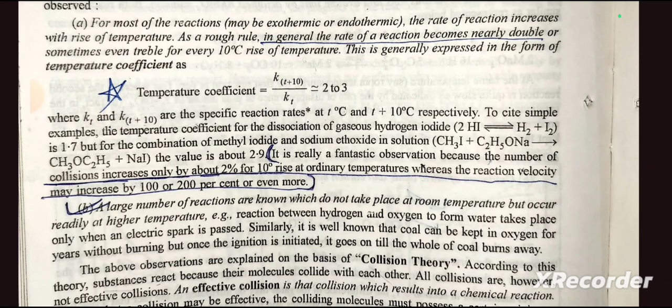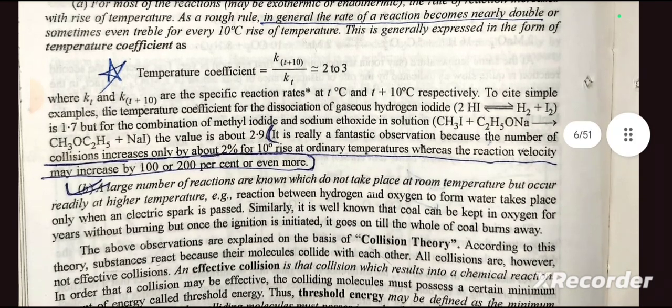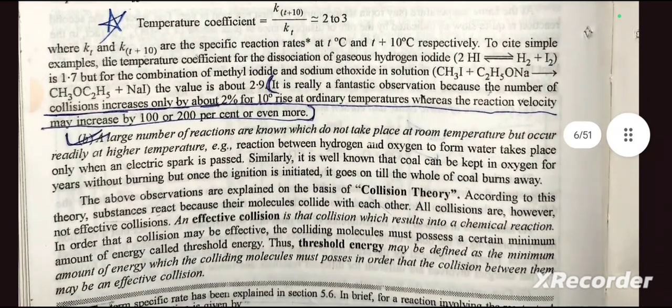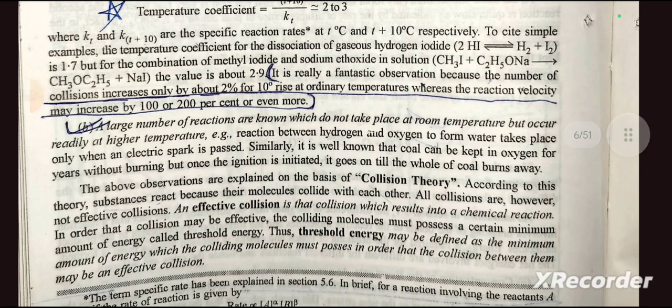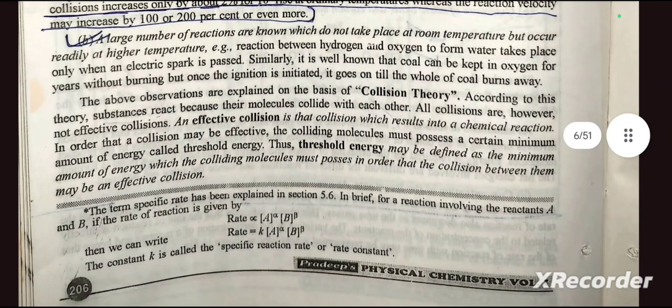A. For most of the reactions, the rate of reaction increases with rise of temperature. As a rough rule, in general, the rate of reaction becomes nearly double or sometimes even treble for every 10 degrees Celsius rise of temperature. It is really a fantastic observation because the number of collisions increases only by about 2% for a 10-degree rise at ordinary temperatures, where the reaction velocity may increase by 100 or 200% or even more.